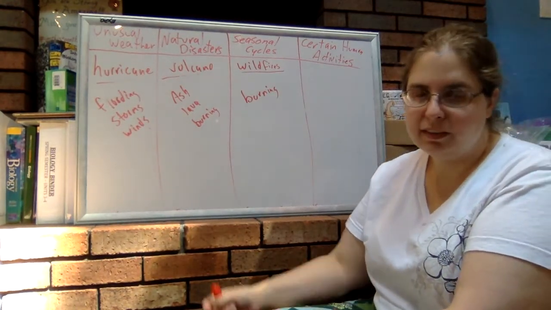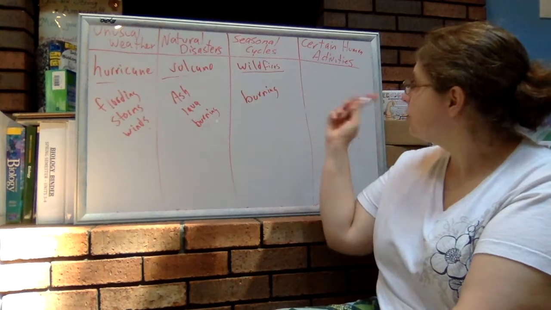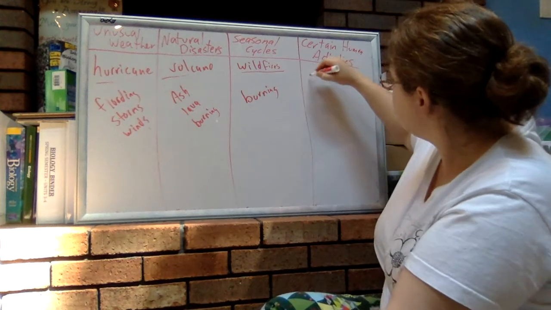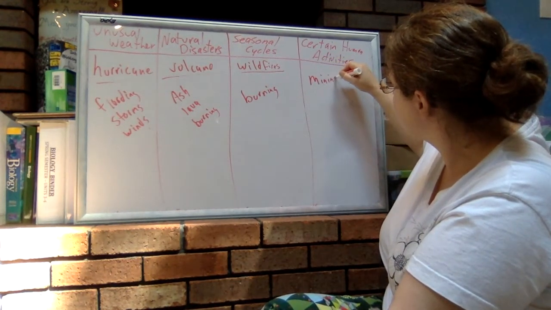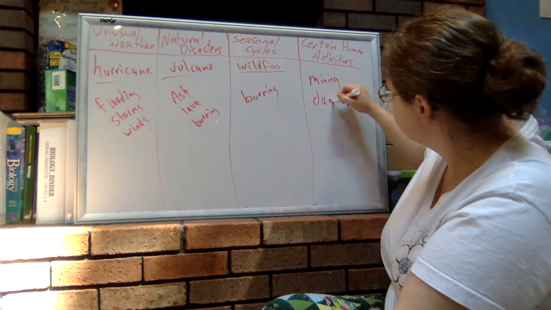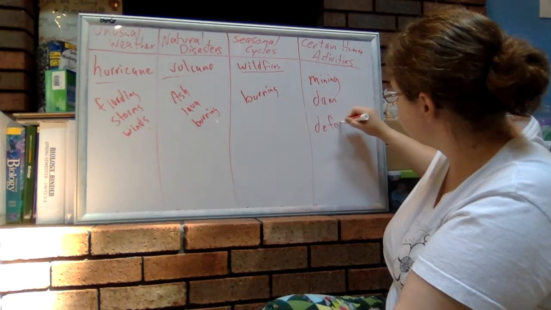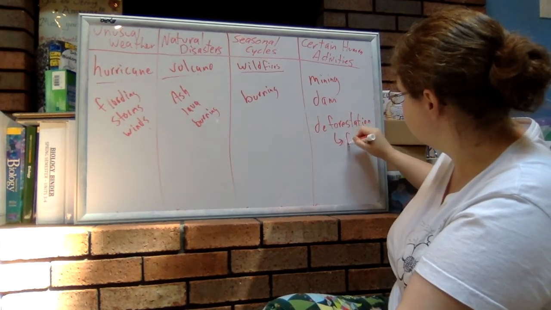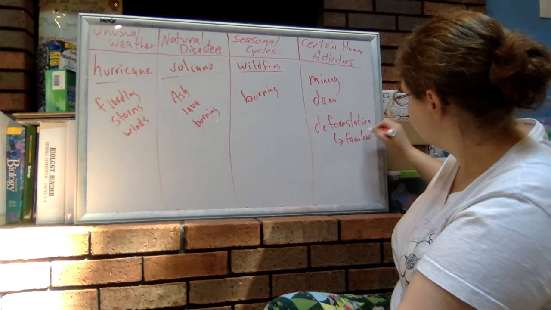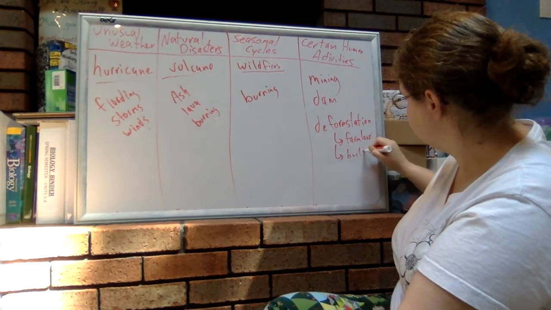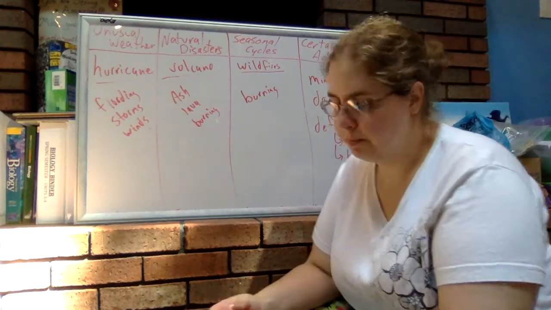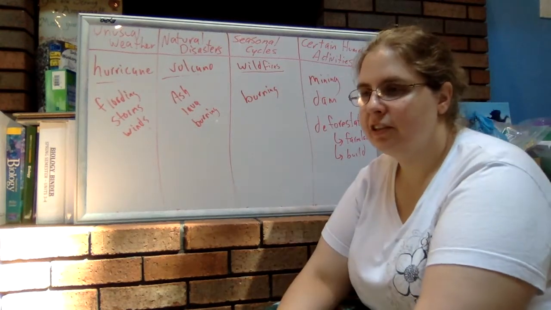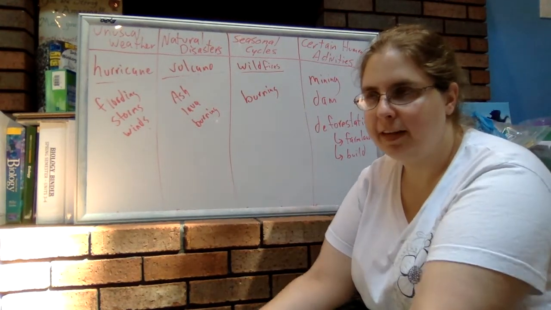And the last density independent factor is certain human activities. So these can include such things as mining, building a dam, or deforestation, and whether that is for farmland or to build structures like buildings, cities, homes, etc. Now, mining isn't just wandering into a cave, finding stuff, and bringing it out.